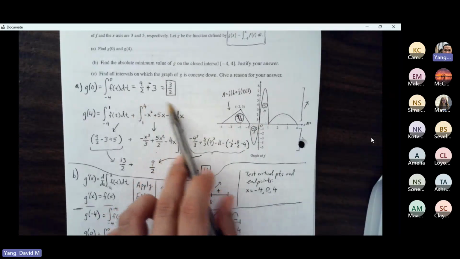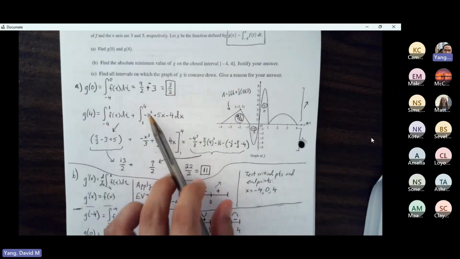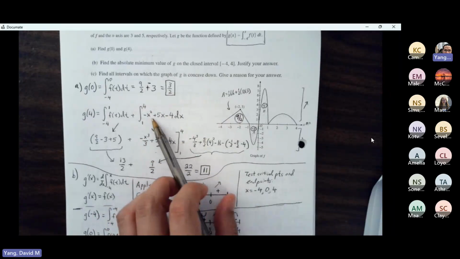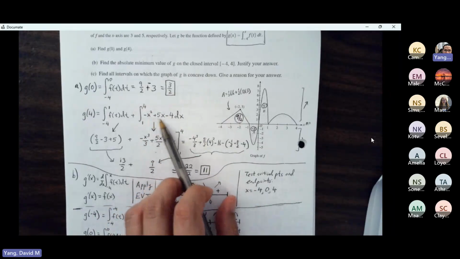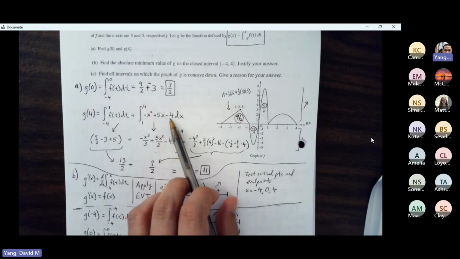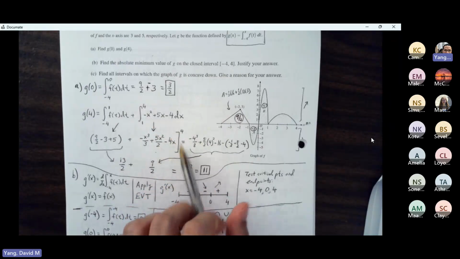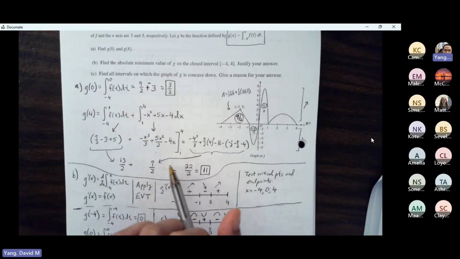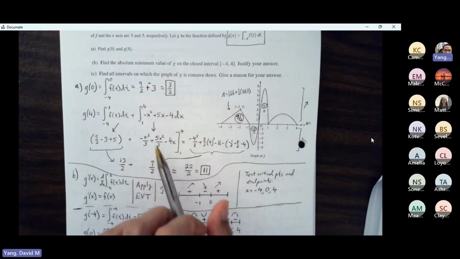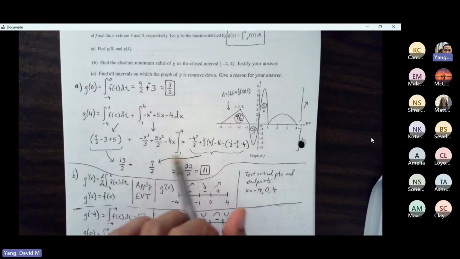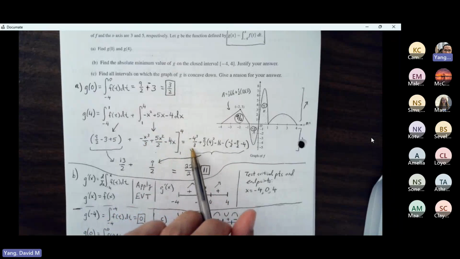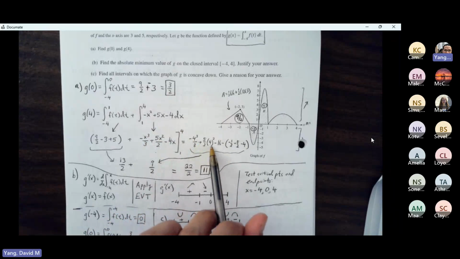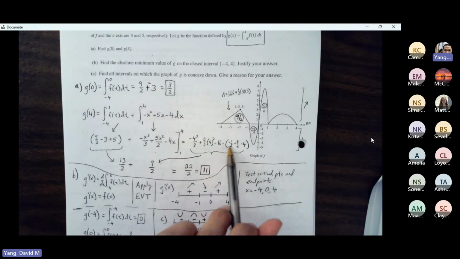we have to go through the power rule to do that. Again, non-calculator, so we can't enter this in the calculator here. So going through the power rule here, negative x cubed over 3 plus 5x squared over 2 minus 4x, evaluate it between 1 and 4. It's a little tedious having to work all this out, but we get negative 64 over 3 plus 5/2 times 16 minus 16, minus all this.